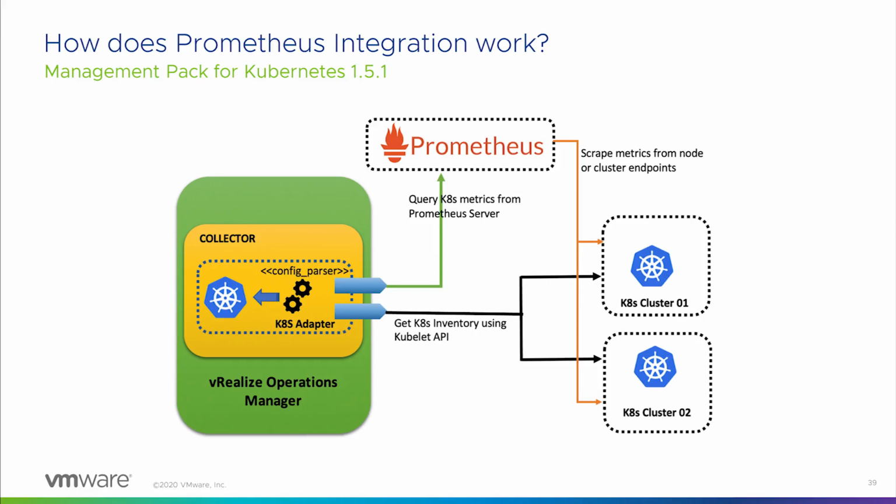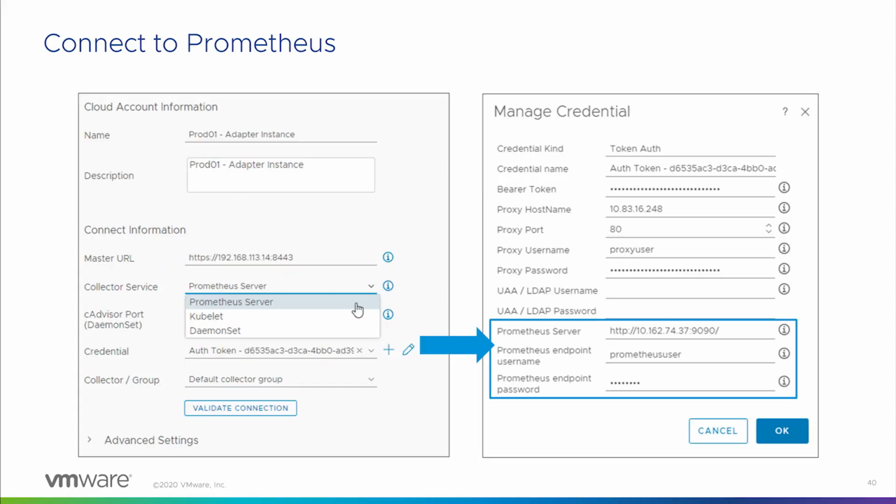And once we know what's running in that cluster, then we can start to pull information from Prometheus. We can make that connection to pull in those metrics and apply them to those objects. So if we're looking at a Kubernetes node, we can see the metrics associated with that node. So this is just a quick view of how the Kubernetes cluster gets configured within vRealize Operations.